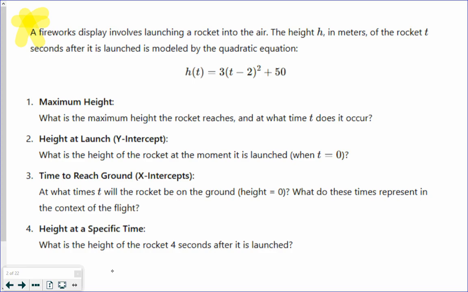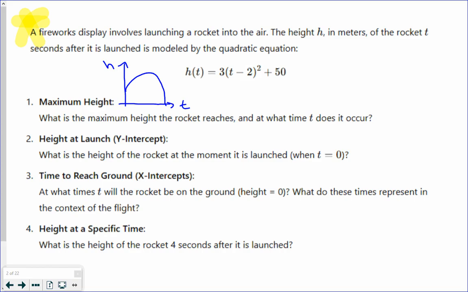Okay? So the first thing to note here: it says a fireworks display involves launching a rocket into the air. The height in meters of the rocket t seconds after it is launched is modeled by the quadratic equation. So if we think about it generally, without even punching this into my calculator, you've got height and time. You're going to launch this thing, right? So that rocket, what's it going to do? It's going to go up and it's going to come down, right? It's going to look like this.